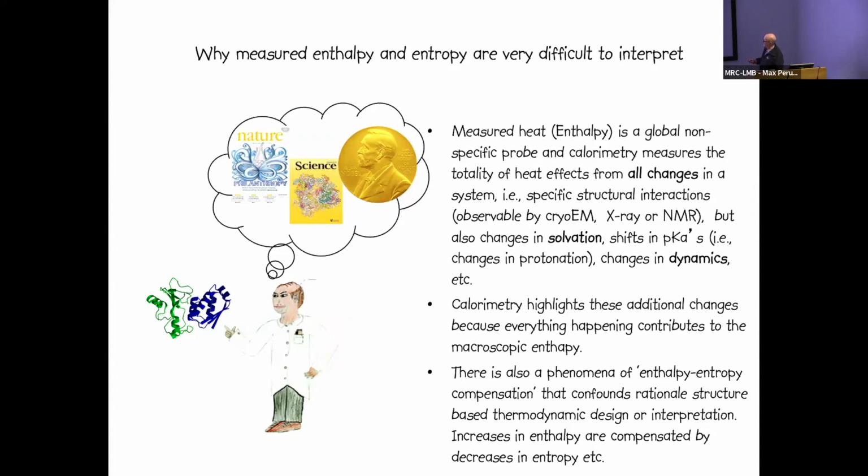There's also a phenomenon in terms of manipulating interactions, enthalpy-entropy compensation, that tends to confound rational structure-based thermodynamic design. Basically it means that if you increase the enthalpy by introducing interactions, that increase in enthalpy to the free energy is generally very well compensated for by a decrease in entropy of the system. So what you gain in enthalpy, you tend to lose in entropy, and vice versa.